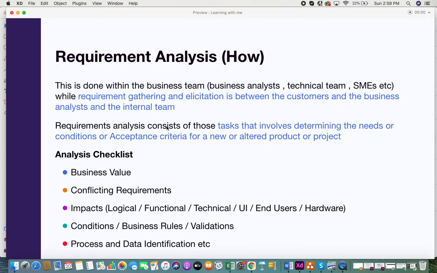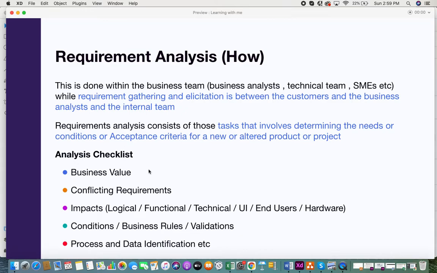Requirement analysis consists of those tasks that involve determining the needs or conditions or acceptance criteria for a new or altered product or project. So you're analyzing, first, what the needs are, then if this is in place, what the different conditions are that should exist, and if this particular feature or requirement is supposed to be accepted, what the different criteria will be. All this takes place in the requirement analysis phase.